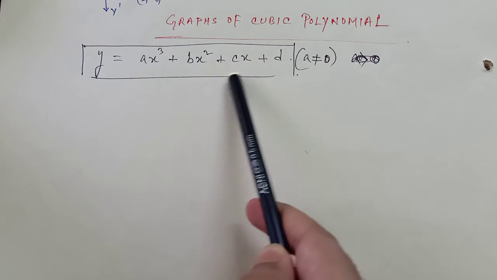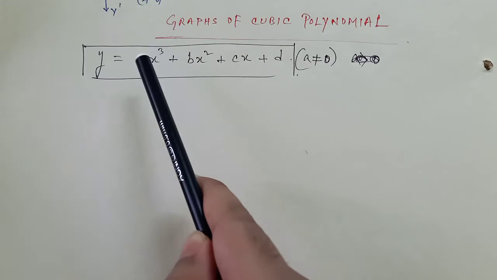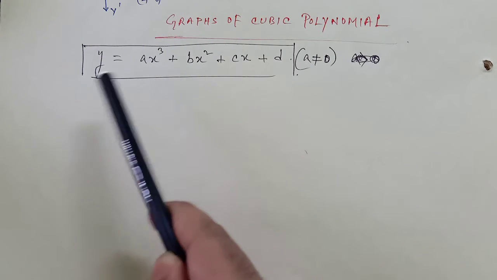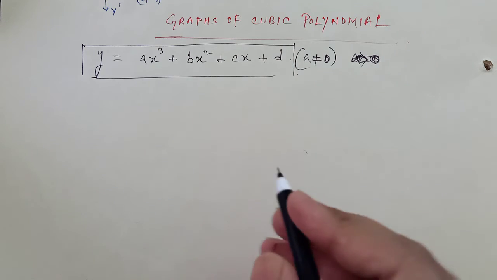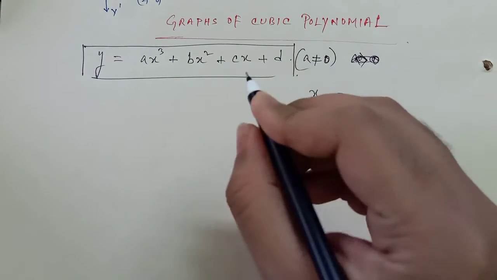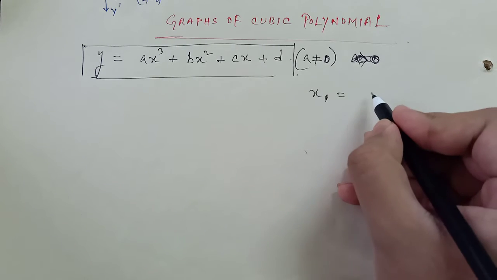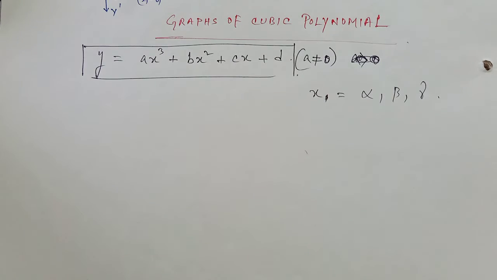Okay, so it will become a quadratic. Then if this term vanishes, this will become a quadratic. So the value of a, that is the coefficient of x cube, should not be 0. Fine. So here we will get basically 3 values of x, like 3 zeros of x. So let us assume alpha, beta and gamma are the 3 zeros of x.